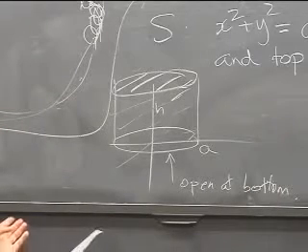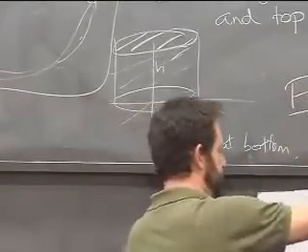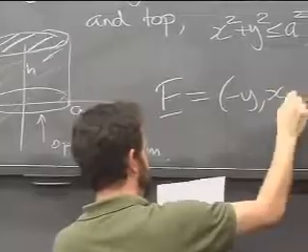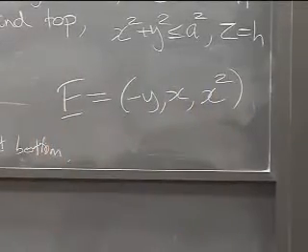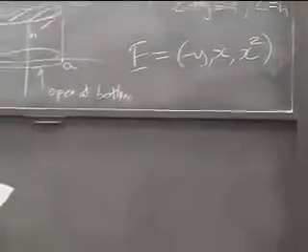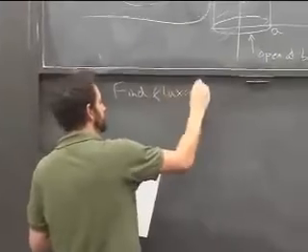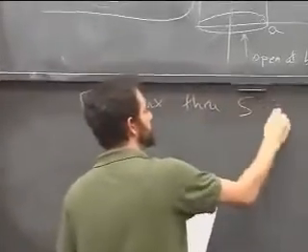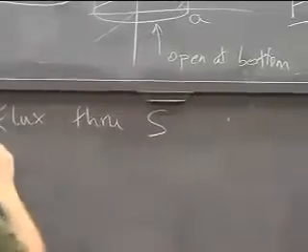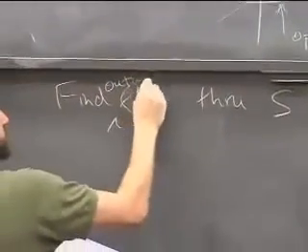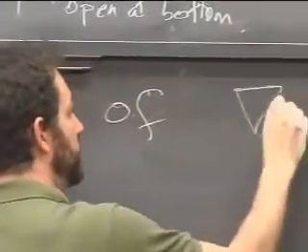We have a vector field, of course, F, which I'll write as minus y, x, x squared. So that's a vector field. And the question is to find the flux through S of the curl of F.